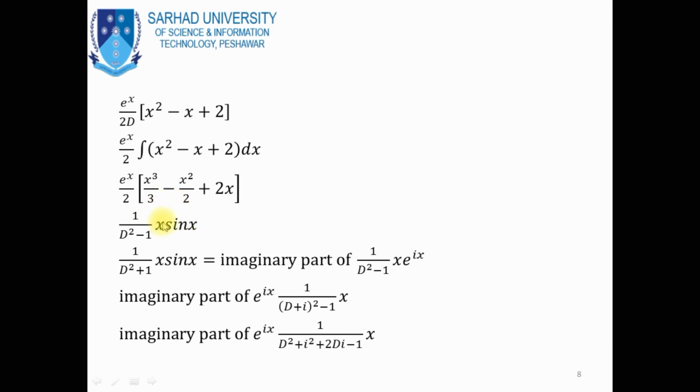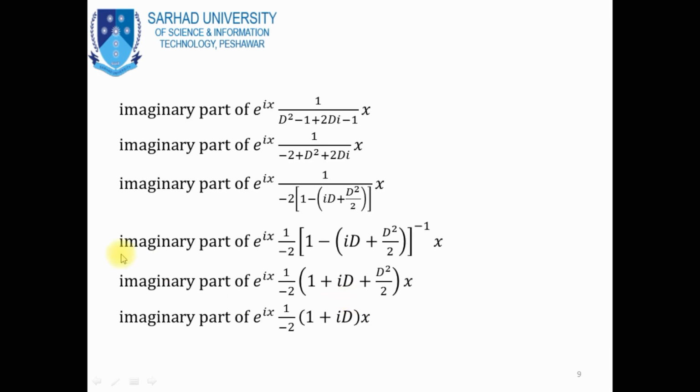So trigonometric sine x is multiplied with the polynomial x. So now again the imaginary part of 1 over D square minus 1 into x e power iota x. So using again the exponential shift theorem, take out e power iota x and replace this D by D plus iota. You see over here, 1 over (D plus iota) whole square minus 1 into x. So a square plus b square plus 2ab minus 1 is as it is. Now iota square minus 1, so we obtain D square plus 2D iota minus 2.